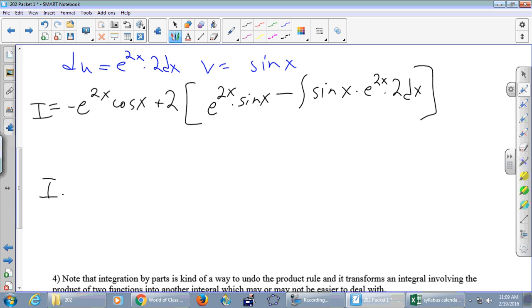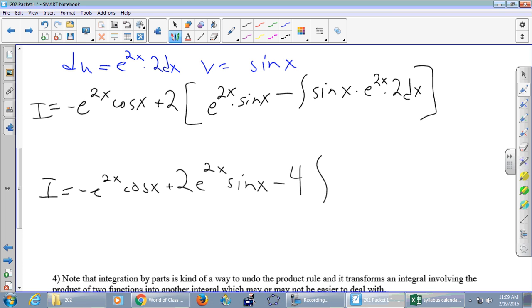Here we go. I equals, copying this first term, plus 2 times... I'm actually going to distribute that 2 right now. 2 times e to the 2x sine of x minus, okay, this 2 in the front is distributing to that integral, but that integral has a 2, which I'm going to pop out. 4 times the integral of sine of x e to the 2x dx. Everybody okay with the distributing?